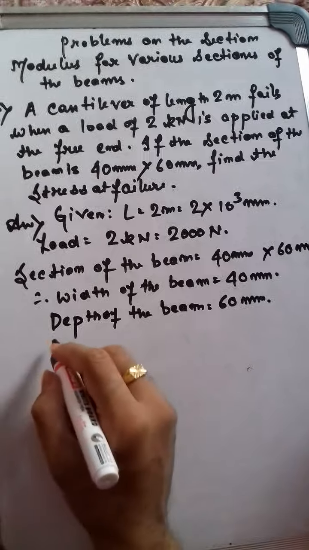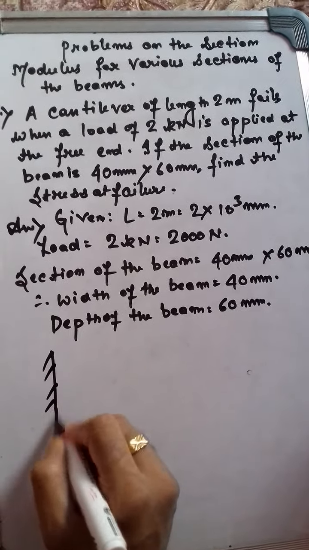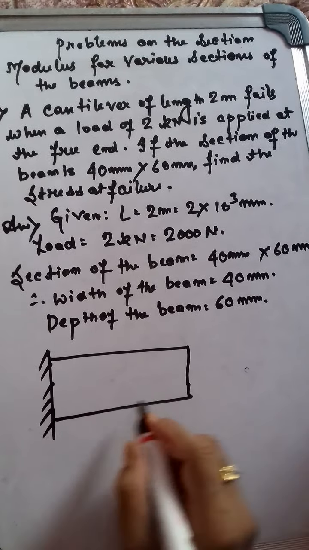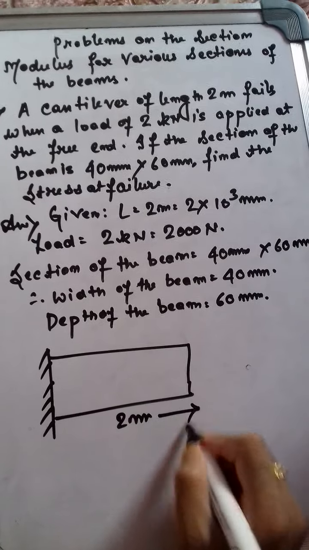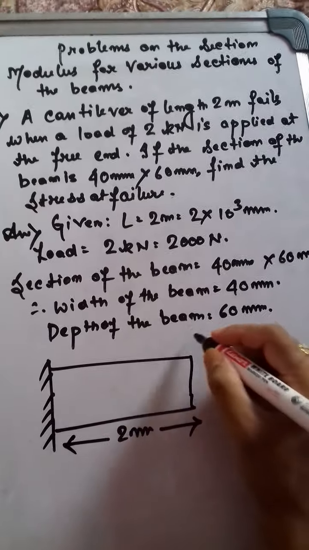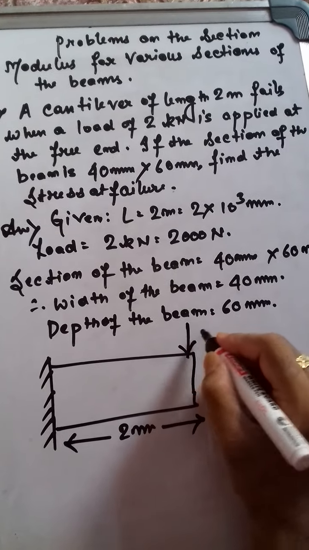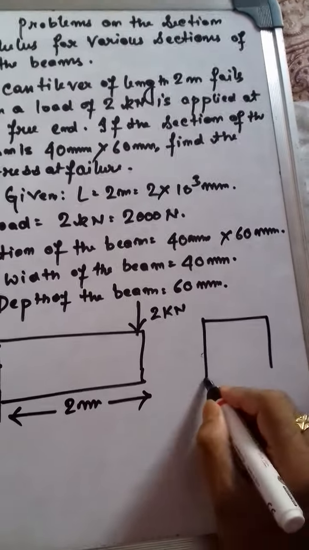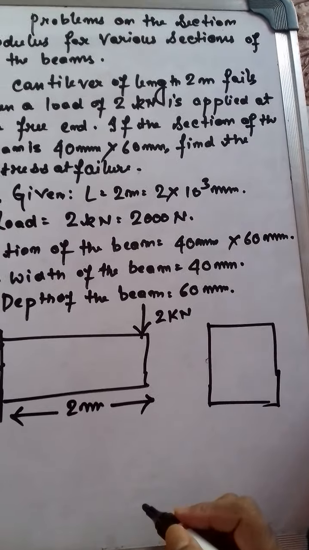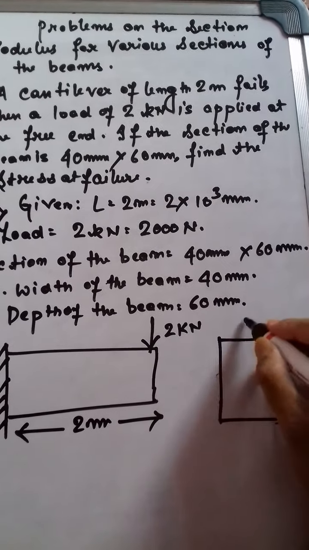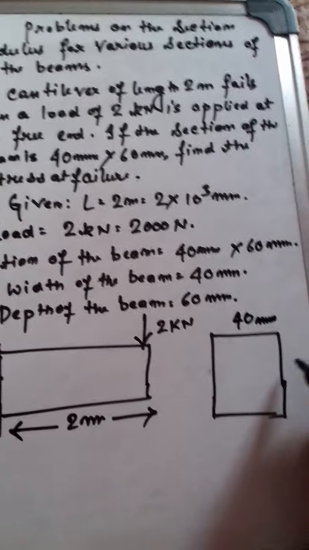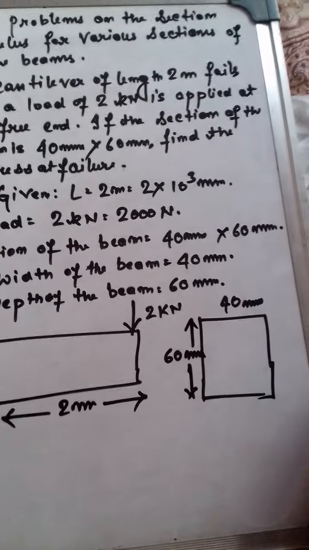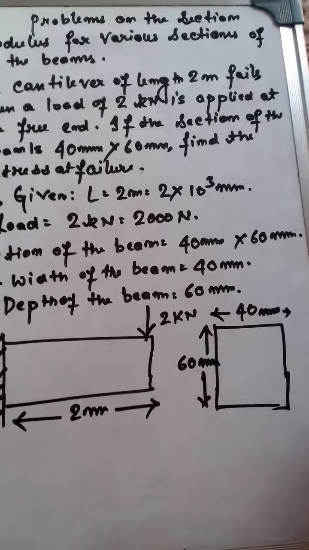So if we want to draw the typical diagram, it will be something like this. If this is a cantilever beam, the distance is 2 meter. Okay, now the point load is acting, 2 kilonewton, which is applied at the free end. Okay, and if you want to draw the cross section, the cross section is 40 by 60. So this is 40 mm and this is 60 mm. This is the cross section of the beam.